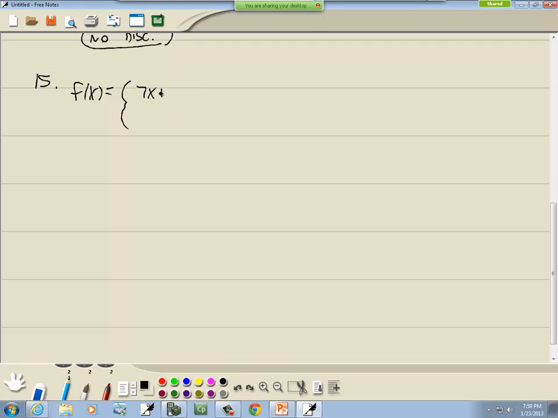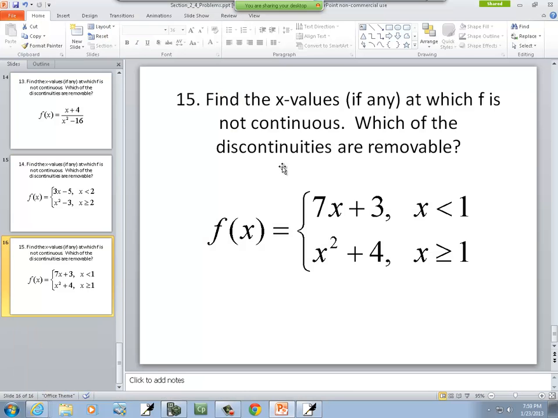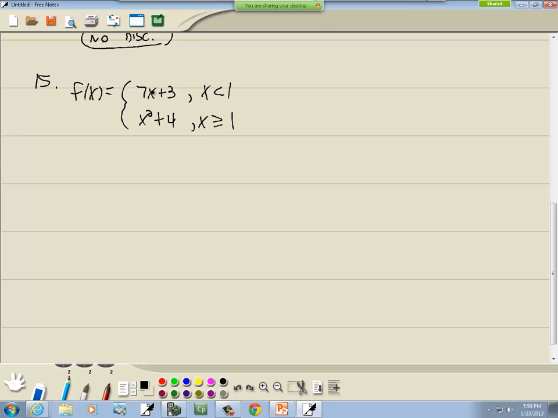I can watch that. 7x plus 3 and x squared plus 4. And this is when x is less than 1, and this is when x is greater than or equal to 1. Okay. Well, I'm going to look at each piece.